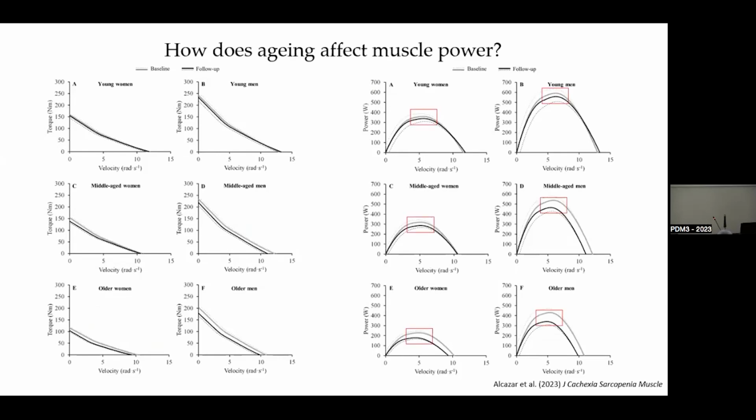Basically, you can look at the right of this slide, and you can see that from young people on the top to middle-aged people and older people, there is a decline in maximum muscle power at the apex of that power-velocity relationship, right? But this decline is more pronounced in older people when compared to middle-aged or young people. And if we look at the left of this slide, we can see the mechanisms that lead to that decline in muscle power, whether it is related to torque reduction or to velocity, and it is both.